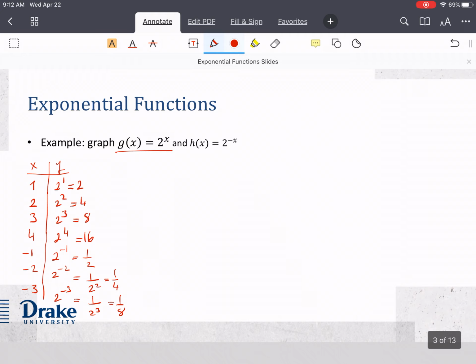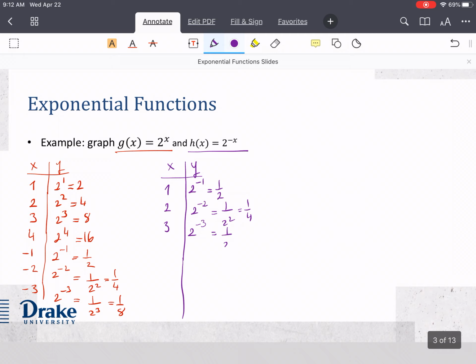And if we do a similar amount of work for 2 to the negative x, if we explore some input-output values for this function, we're going to see if x is 1, then you get 2 to the negative 1, which is 1 over 2. If x is 2, then you get 2 to the negative 2, which is equal to 1 over 2 squared, which is equal to 1 over 4. If x is 3, then you get 2 to the negative 3, which is 1 over 2 cubed, which is equal to 1 over 8.